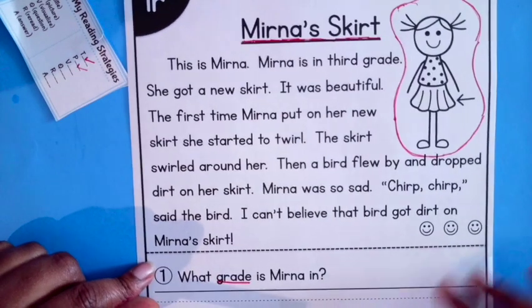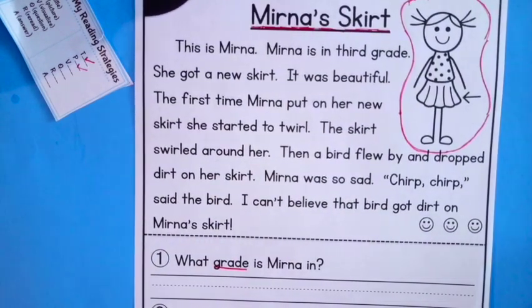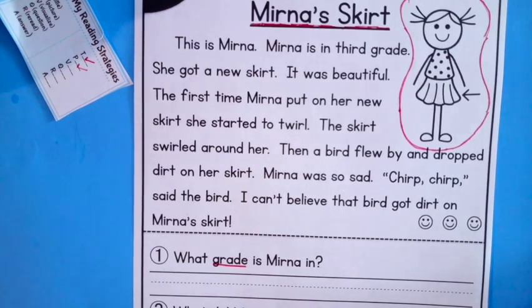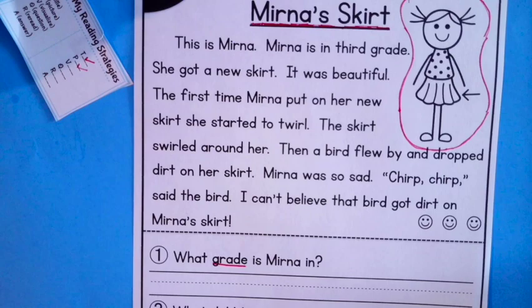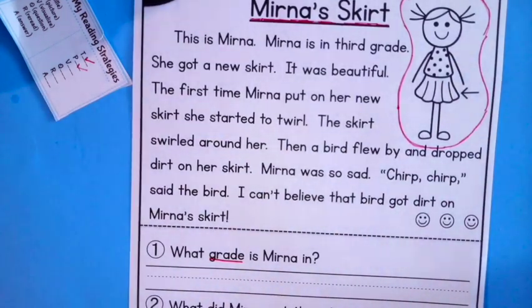Myrna's Skirt. This is Myrna. Myrna is in 3rd grade. Ding, ding, ding. She got a new skirt. It was beautiful. The first time Myrna put on her new skirt, she started to twirl. Oh, isn't that like showing that you're proud of something when you're twirling?